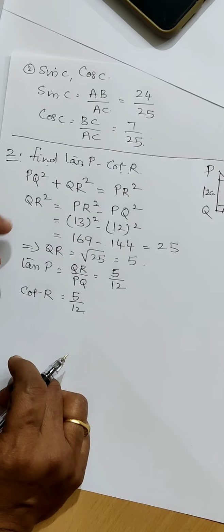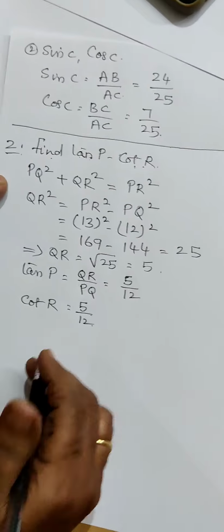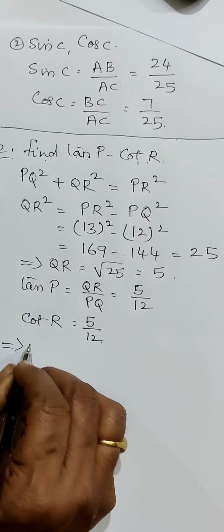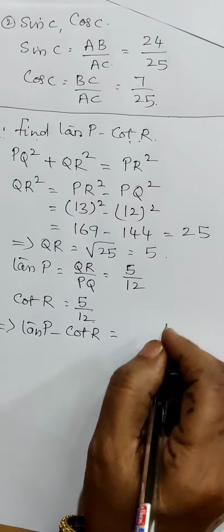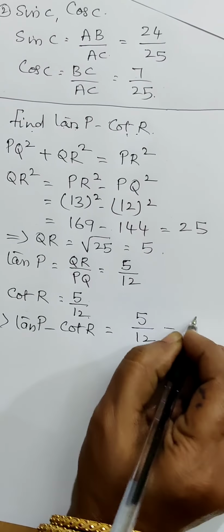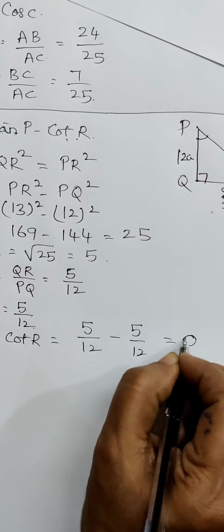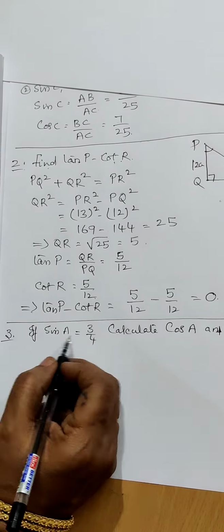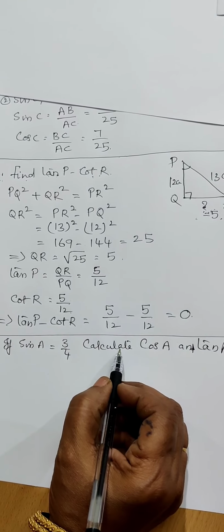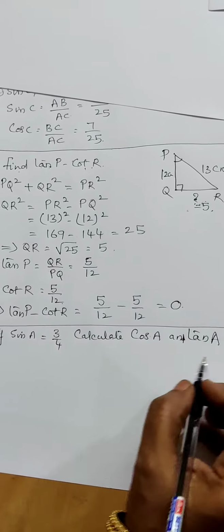So what they have asked here? What is the problem? Tan P minus cot R. So this implies tan P minus cot R is equal to 5 by 12 minus 5 by 12, which is equal to 0. So this is the second problem. Sin A is equal to 3 by 4. Calculate cos A and tan A.